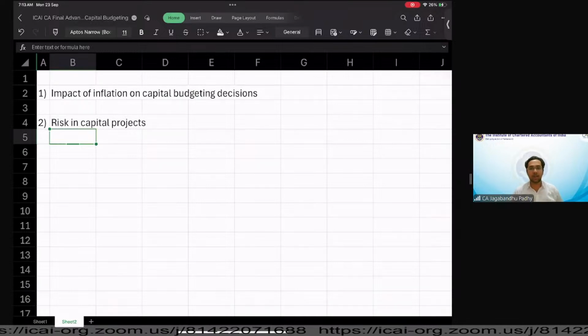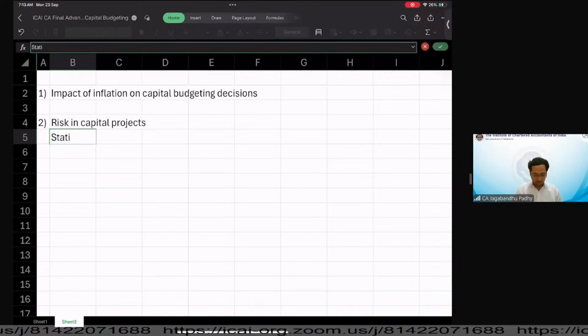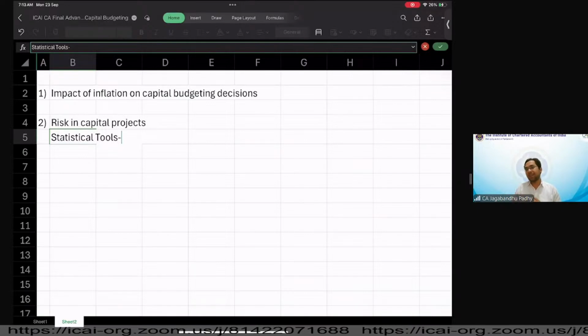Right. So risk in capital budgeting, we are going to see how we take this risk analysis into capital projects. Okay. So there are certain statistical tools that we are going to use, right? Some of the statistical tools that we are going to learn in this topic, you are already aware of, but basically we haven't yet applied them.